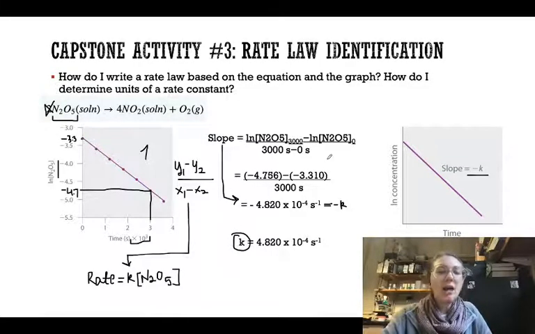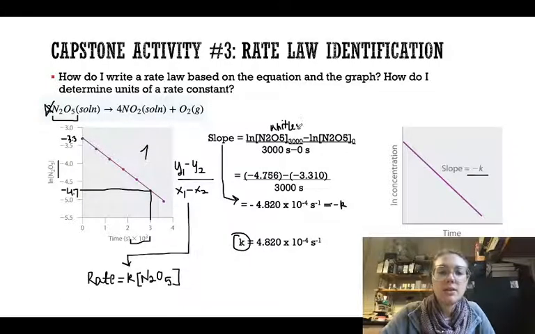And finally, how do I determine the units of that rate constant? Well, I see here that whenever I take the natural log of that concentration, it becomes something that is unitless. And so when I have a unitless structure, then the only unit I can count on for my K value will be what is in the denominator, which just so happens to be seconds. So that is why we get seconds to the negative 1, because it was in the denominator.